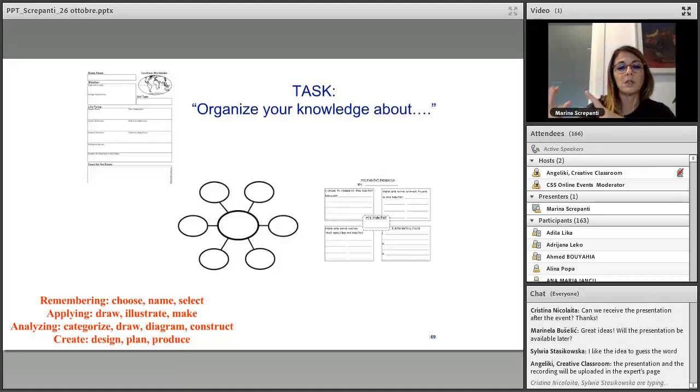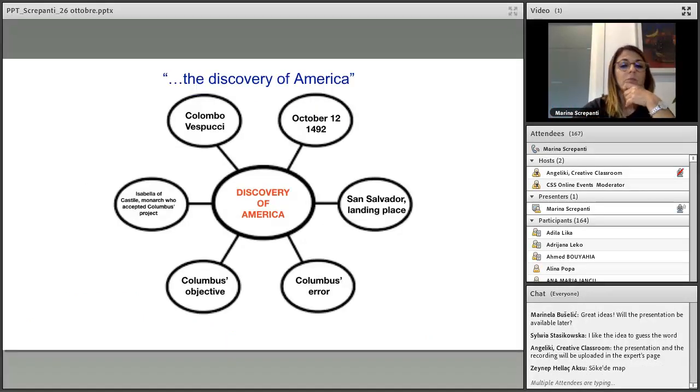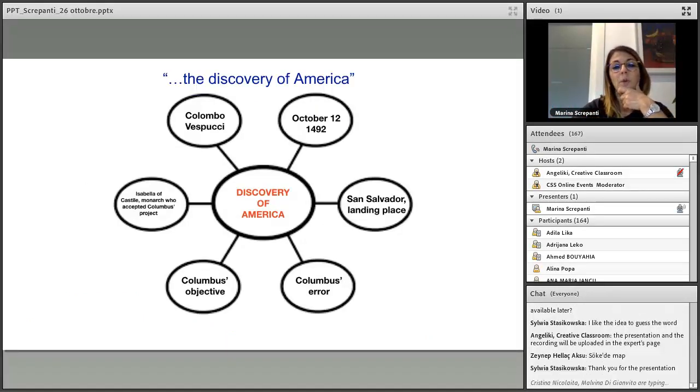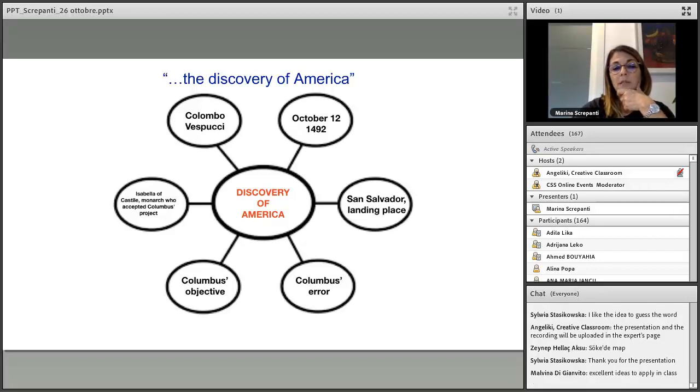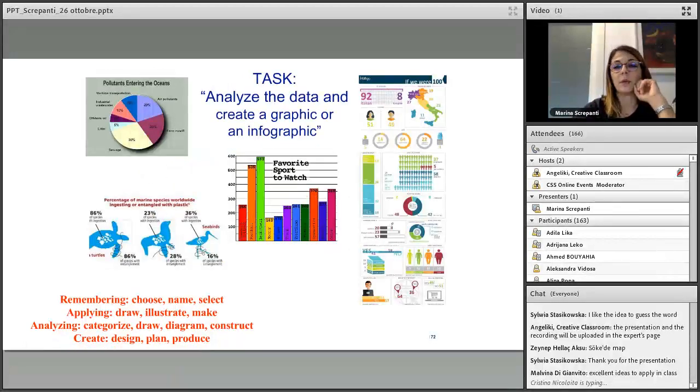So the organization of the knowledge in a map made together inside the group. For example, this Discovery of America. They can write the date, they can write the place, etc., etc. Okay? Or create a glossary. Students can create a glossary which can be just a written glossary, or something like this, or something like this. But it's better if you leave them free.